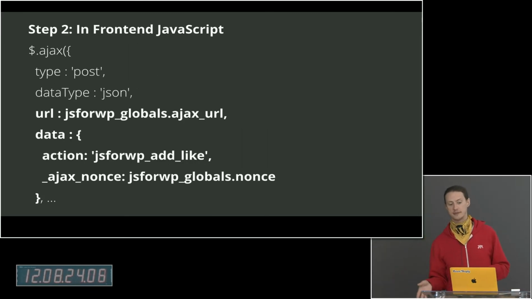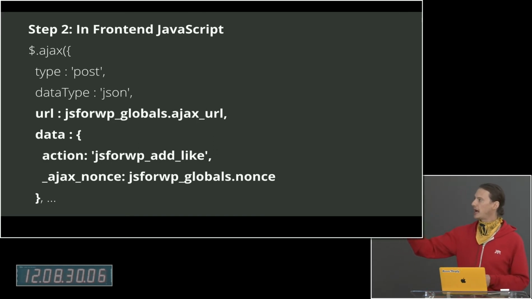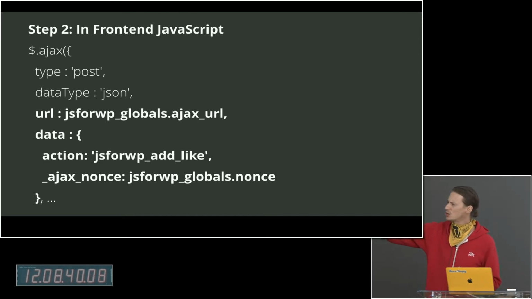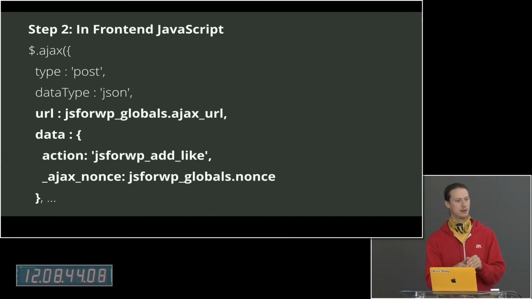Then we make our JavaScript call. So this is just the jQuery Ajax. But notice a few things specifically. For the URL, we're passing in that Ajax URL, the admin Ajax URL that we just got. And then in our data, first let's look at the admin Ajax nonce. Notice this underscore Ajax underscore nonce. It needs to be in that format.